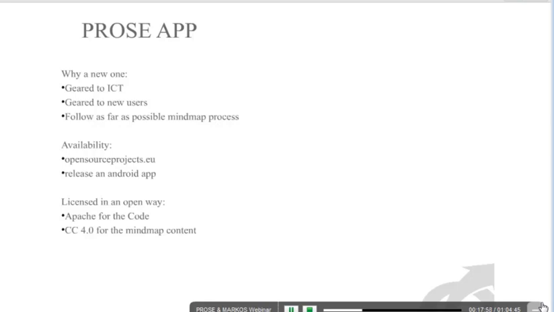You can see the app at opensourceprojects.eu, and it's been released on Android as well. It's licensed under Creative Commons so that the look and feel and the process can be used that way and improved by other people, and the code itself is licensed in Apache.